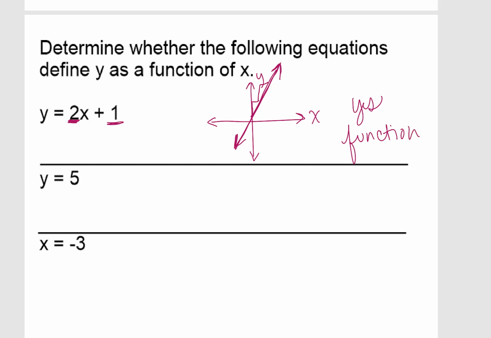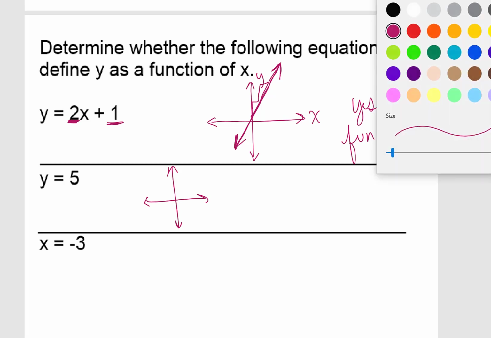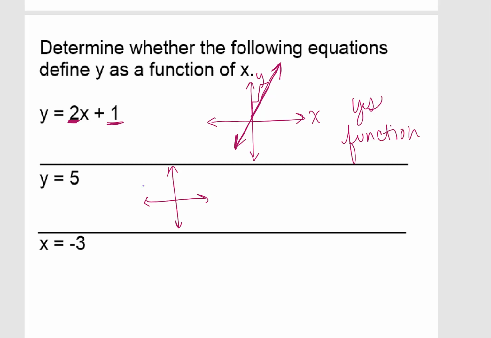Okay. y equals 5, again, from previous lessons, we know that that is a horizontal line. Let me use a different color so we can see this a little bit better. And that would look something like this. And so if I was to take a vertical line across my graph from left to right, at all times, it would only pass through one point. So yes, it is a function.